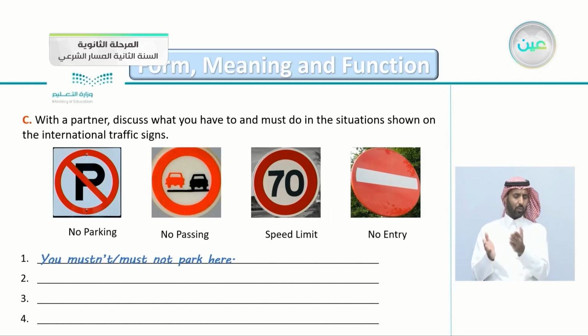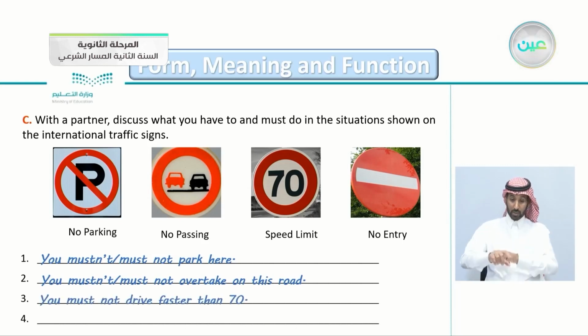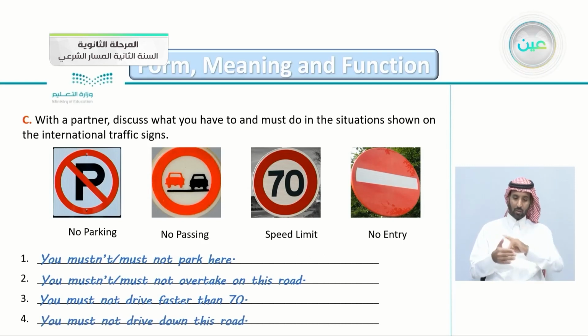What about number two with the no passing sign? Let's see the answers here together. You say you mustn't or must not overtake on this road. What about the speed limit? The speed limit sign. Yes, you can say you mustn't or must not drive faster than 70. And the last one, what can you say? Excellent. You mustn't or must not drive down this road. It's forbidden to enter, as it says here, no entry.